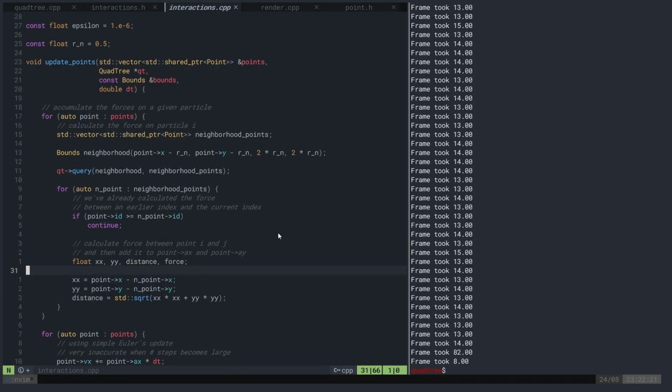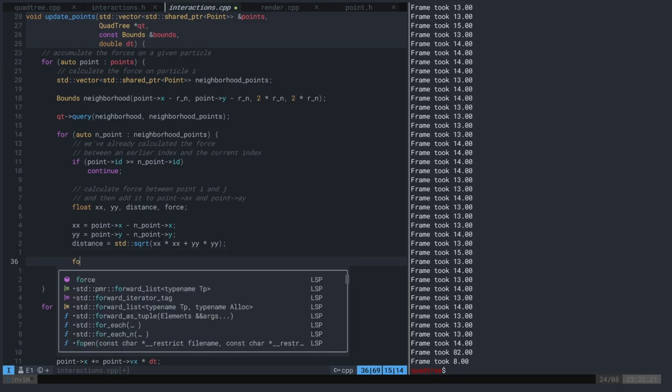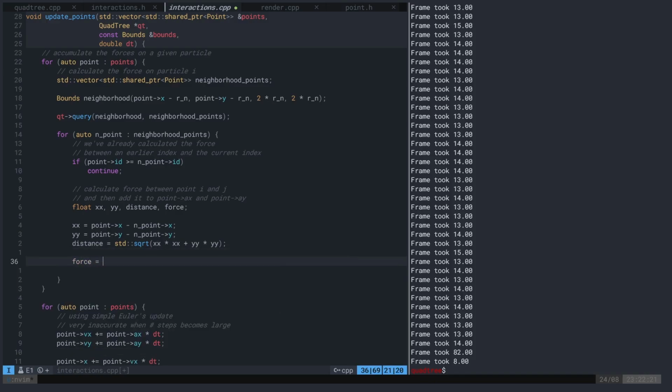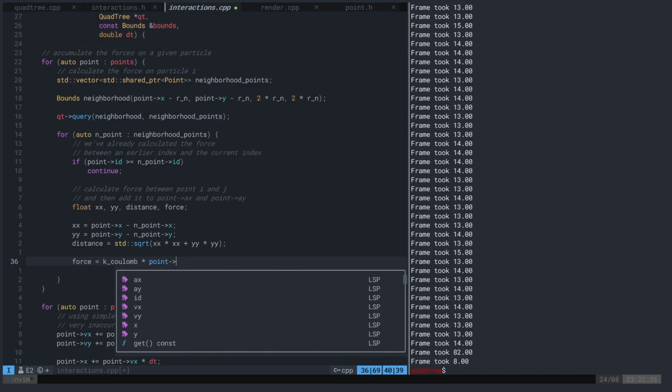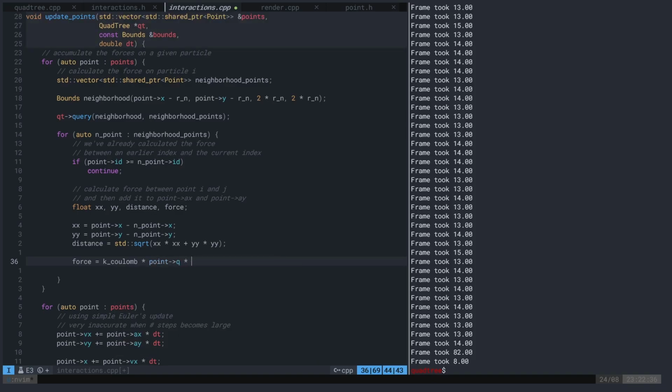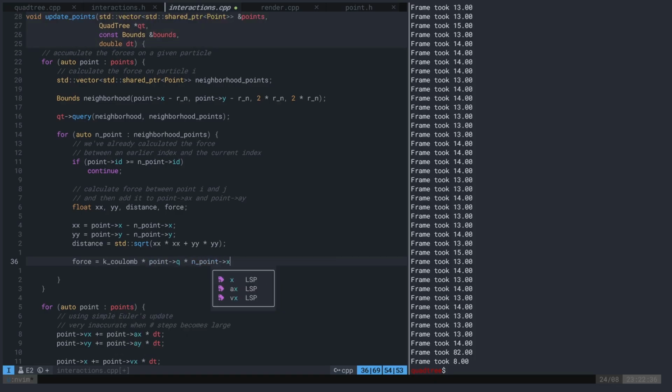And then the force, the actual magnitude of the force, is just going to be some arbitrary k. Let's call this k Coulomb, just to be specific, times the charge for these points. Let's put free parameters in here in case we have to come back and change this, over distance times distance.